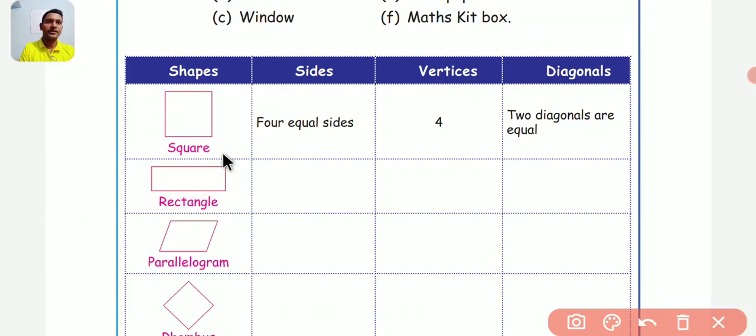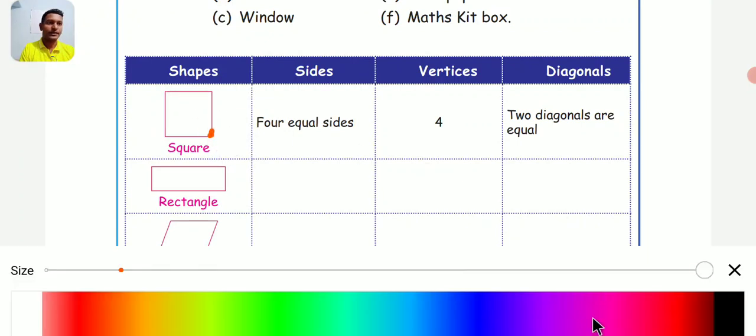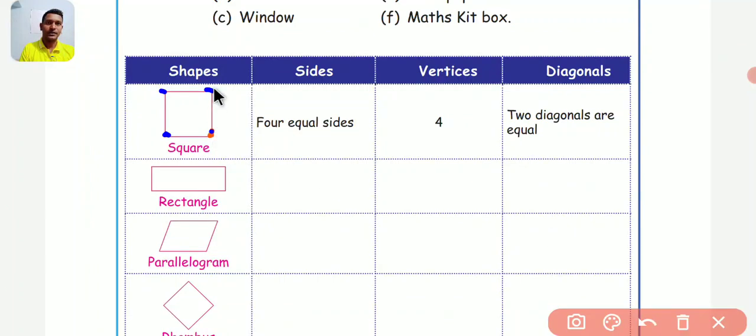What is a vertex? First of all, when 2 sides are meeting at one point, this point is called a vertex. The meeting point is called a vertex. Therefore, 4 vertices, 1, 2, 3, 4 vertices.